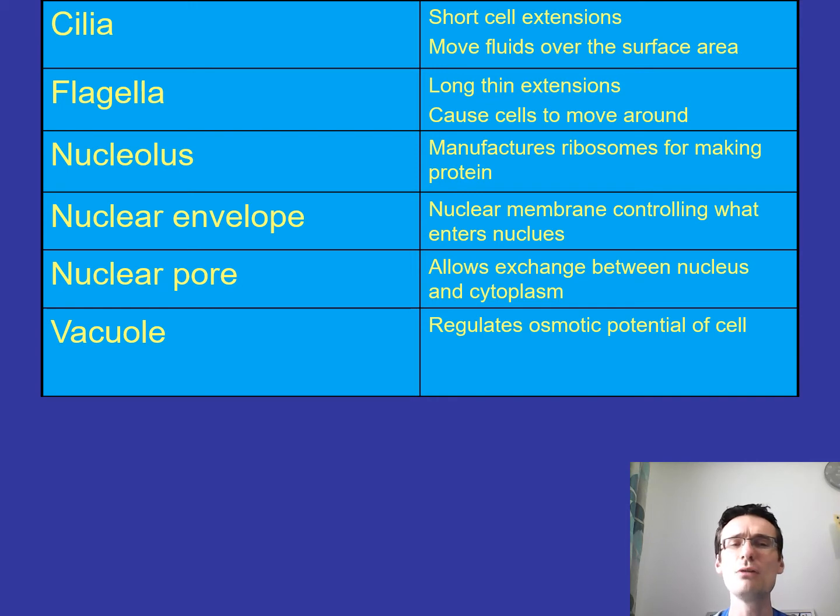You've got the nucleolus, which is the darker part of the cell, and it's used to make ribosomes. You've got the nuclear envelope, which controls what enters and leaves the nucleus. You've got the nuclear pores, which are holes in the nuclear envelope, which allow small molecules to enter and leave the nucleus. And you've got the vacuole, which controls osmotic potential in the cell, controls osmosis in the cell.